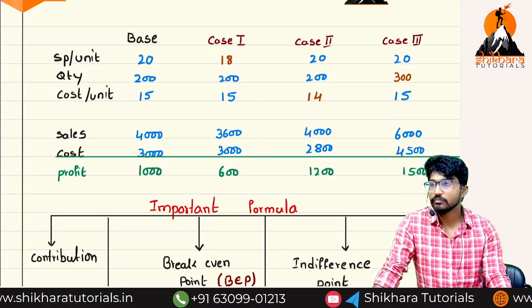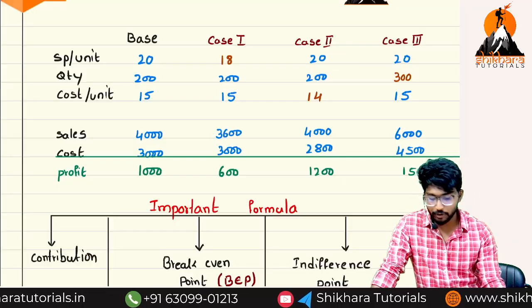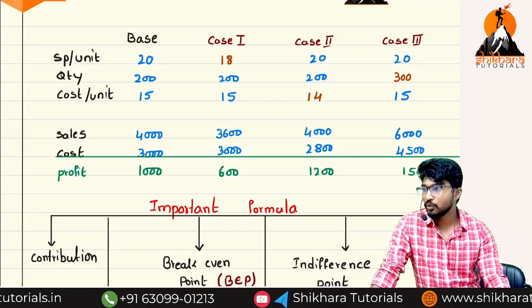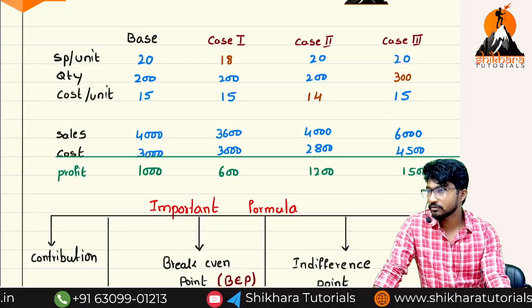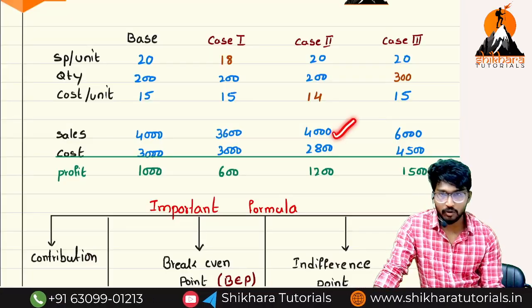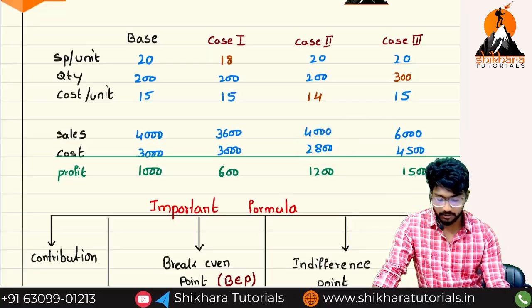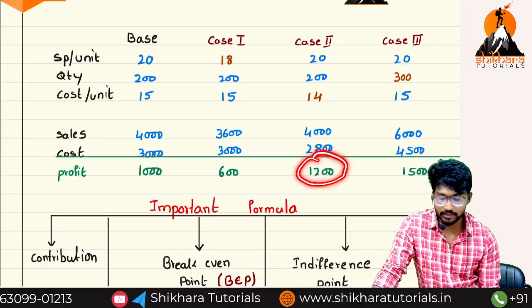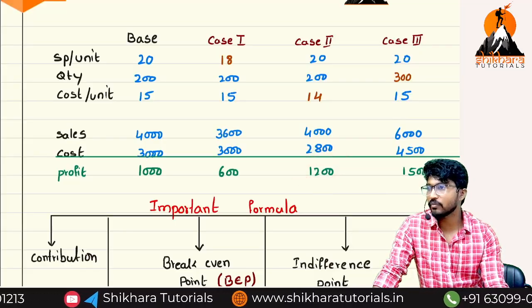Case 2, there is no change in selling price, that is 20 rupees. Quantity is also same, 200, but cost is decreased from 15 to 14. Now what is the total sales? We have 4000 and cost is 2800. Now our profit is increased by 200. If cost is decreasing, profit will increase.